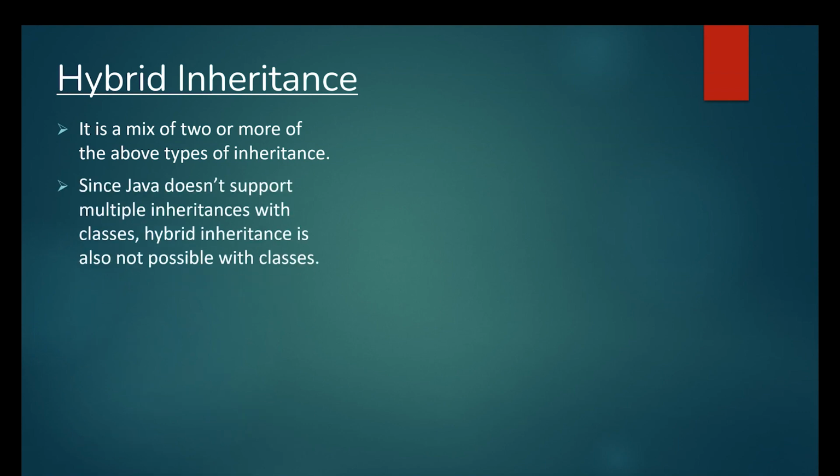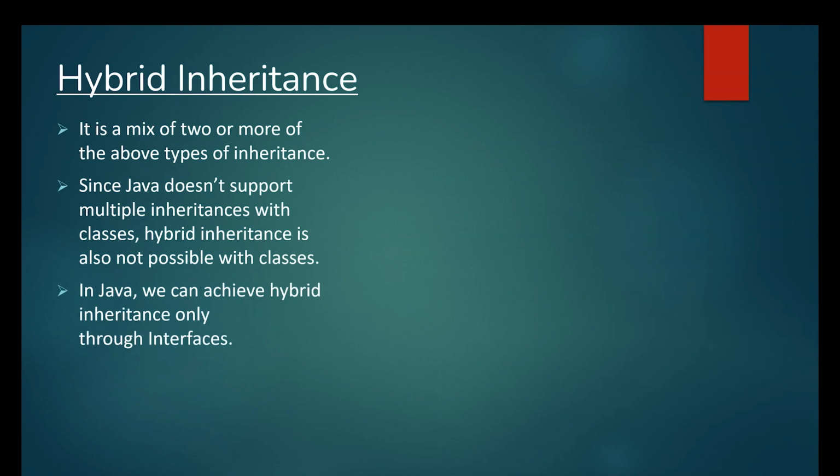Since Java doesn't support multiple inheritance, this hybrid inheritance is also not possible with the classes in Java. This I explained to you in the very first slide. The very next point about hybrid inheritance is that it is supported in Java through interfaces only. Now let's have a look at this code snippet to understand hybrid inheritance in a better way.